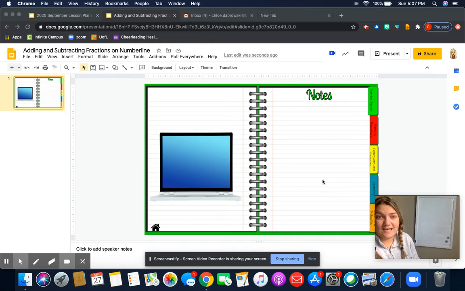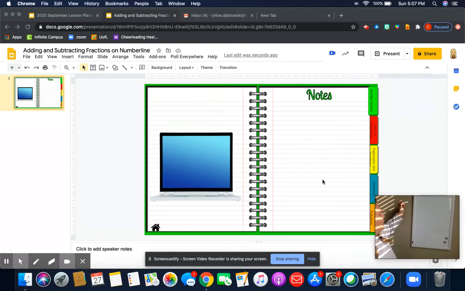Pretty much today we are going to keep carrying on with our fractional unit and just try to figure out how we can add and subtract fractions on a number line, and also what do we do if the fractions aren't as clean as maybe the ones we were working with yesterday where the denominators were the same.